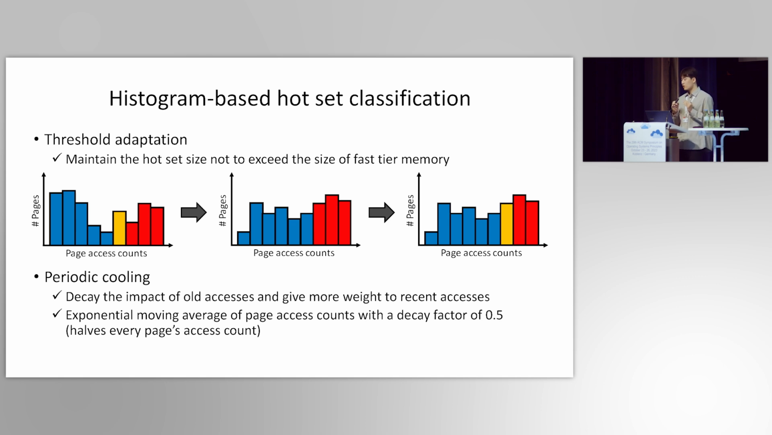Our cooling process halves the access count of all pages, which is indeed calculating the exponential moving average of access counts. Moreover, since we configure the histogram exponentially, cooling requires merely shifting the value of each bin in the histogram just one bin to its left, so it is very efficient.